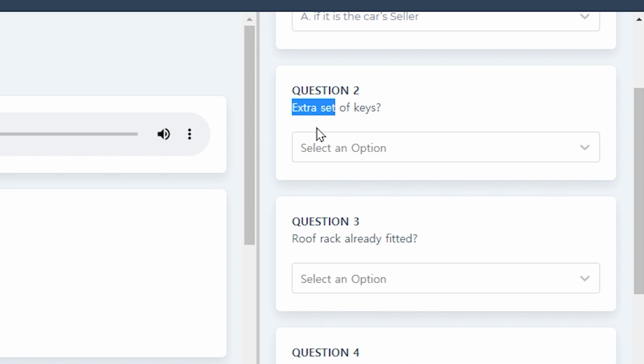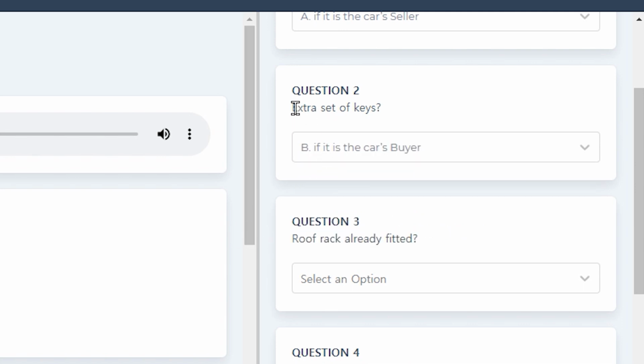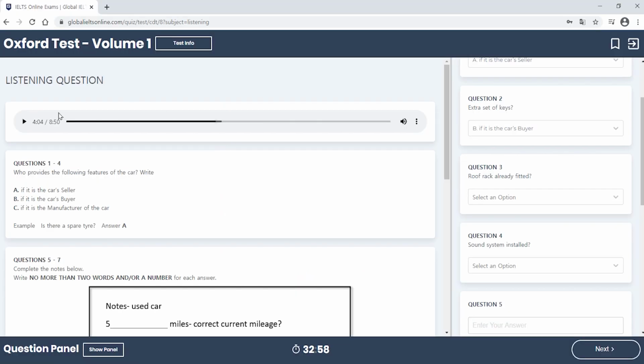So what he said in the answer was that the car only comes with one set of keys. If you want a spare set, if you want an extra set, you have to make it yourself. The person who buys the car has to make the extra set of keys. That's where they're trying to catch you out. You might just hear that the car comes with one set of keys and think that it's the seller, but actually they're talking about the spare set, the extra set, so it comes with the buyer. So that's why the answer is B.